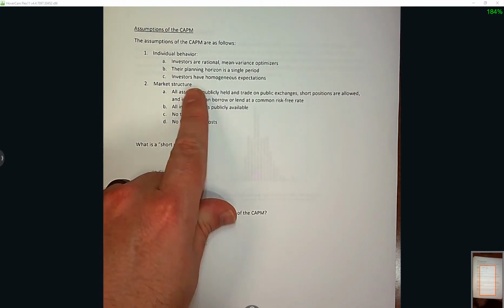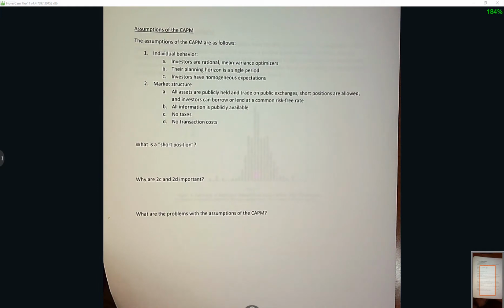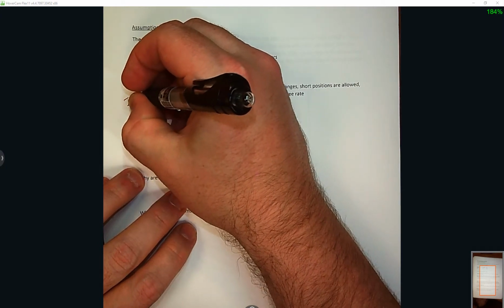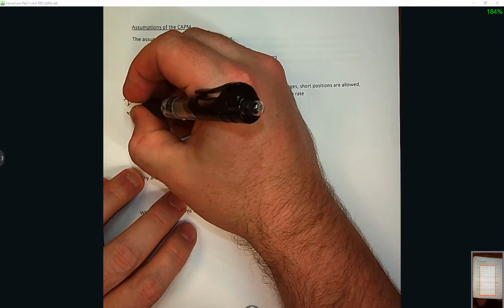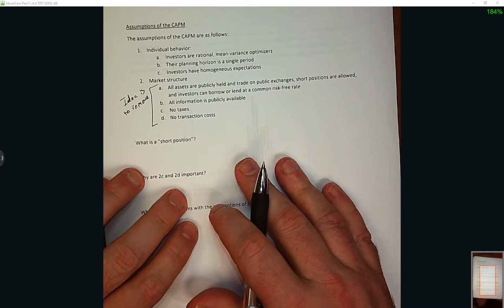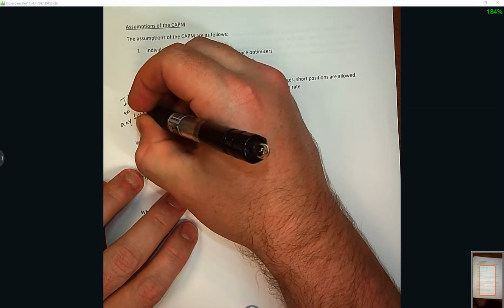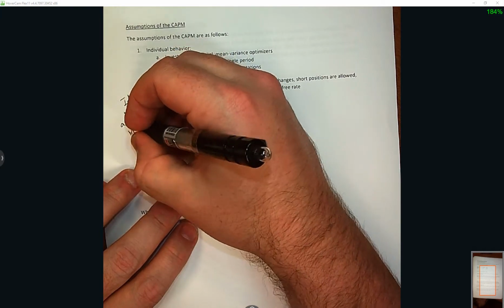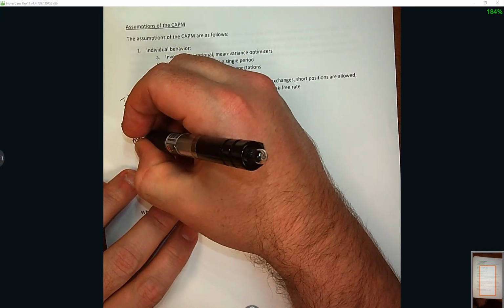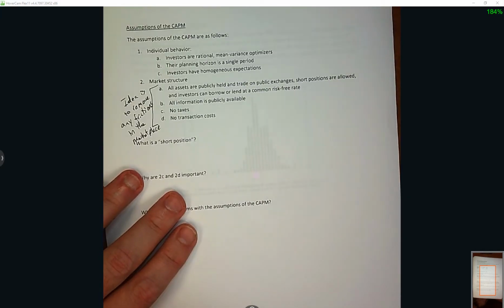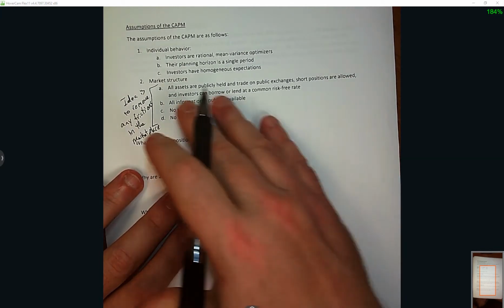So the idea behind these market structure assumptions is to remove any barriers to transacting in the marketplace. I'm going to write that out here. The idea is to remove, and I'm going to use the term frictions, any frictions in the marketplace. So anything that would inhibit people from buying or selling stock or any investment is removed in this.